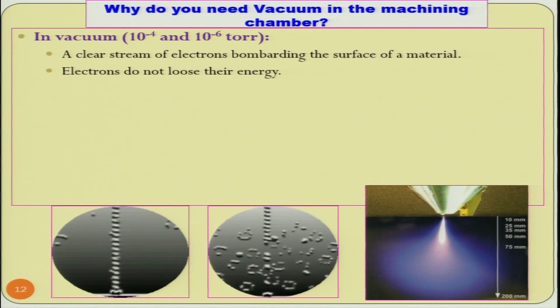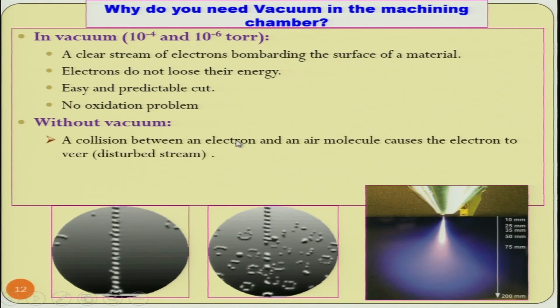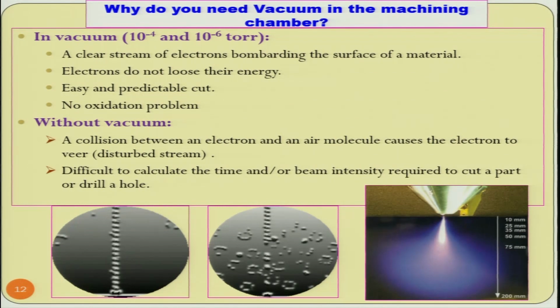If vacuum is not there, then these electrons collide with the air molecules and they lose their energy. As I will just show you, it is an easy and predictable cut if vacuum is there. If vacuum is not there, then you cannot predict the performance of the machining accurately. No oxidation problem is there if vacuum is there; otherwise the material which is being cut will get oxidized, and there will be many other problems once the material gets oxidized, and you will not get the desired features, dimensions and accuracy. Without vacuum, a collision between an electron and an air molecule causes the electron to be disturbed or scattered. It is difficult to calculate the time and beam intensity required to cut a part or drill a hole.